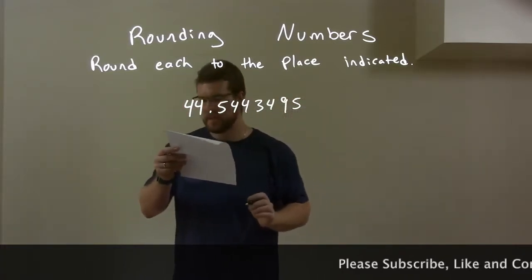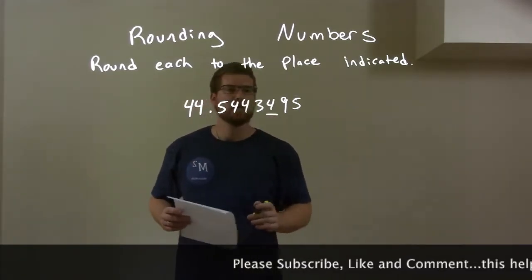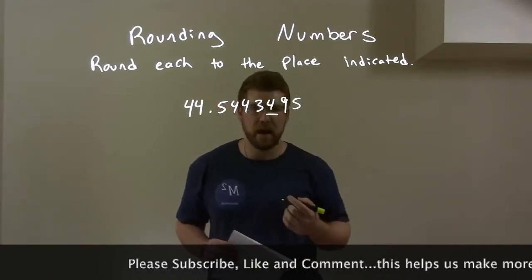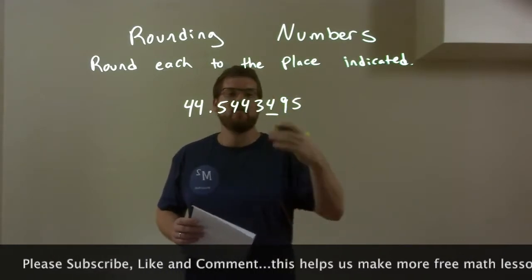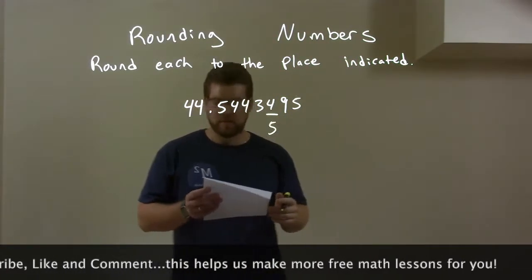44.544349.5. Okay? And we're rounding here on this 4. So I look to the right of that 4. The right of that 4, I see a 9. That 9 causes this 4 to round up, and that rounds up into a 5. Okay? Rounds up to a 5.